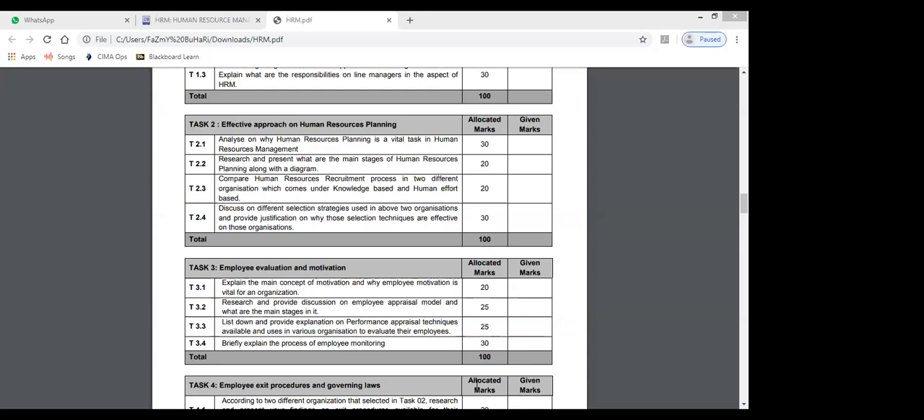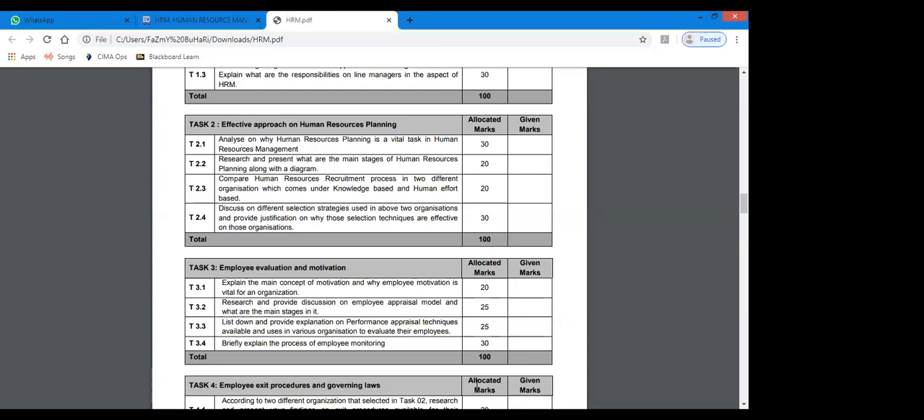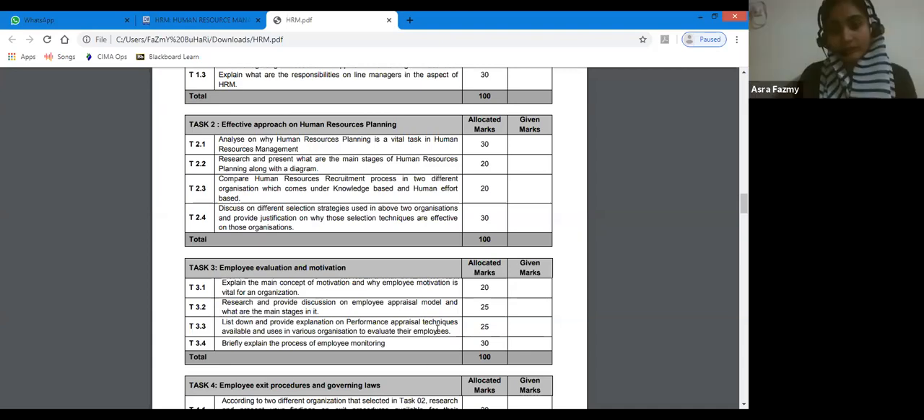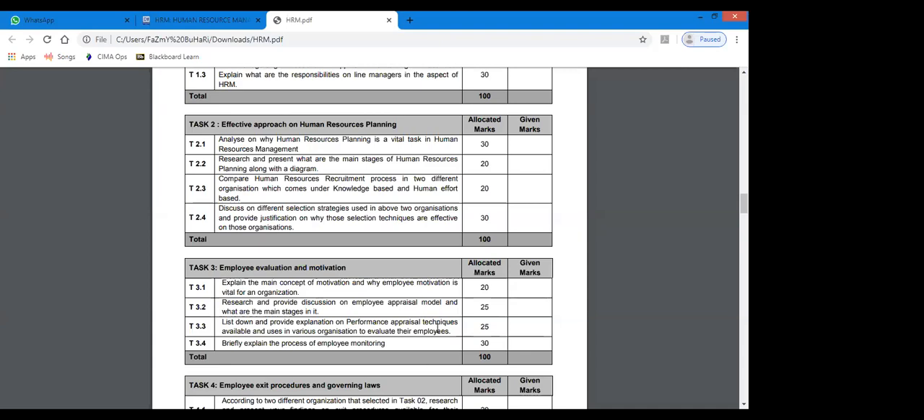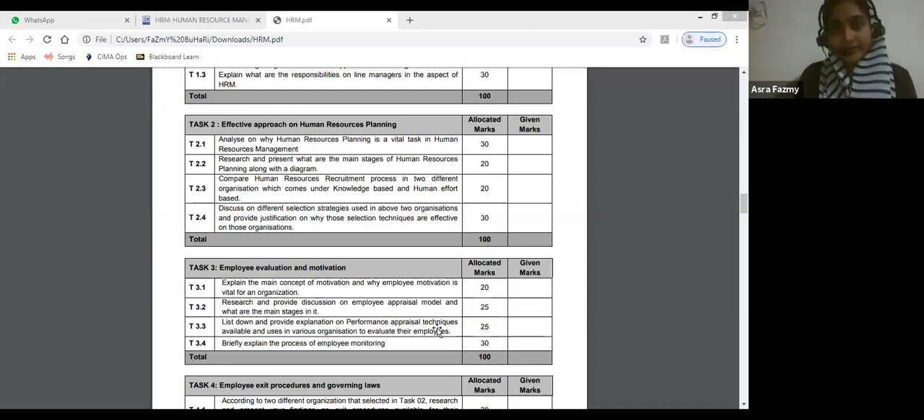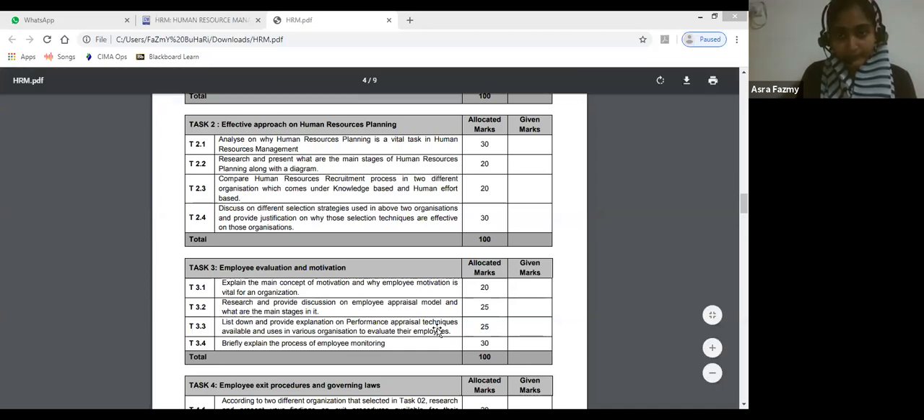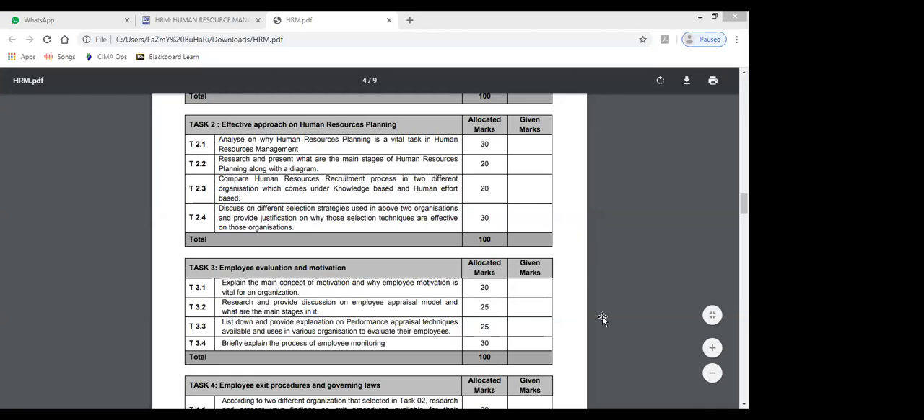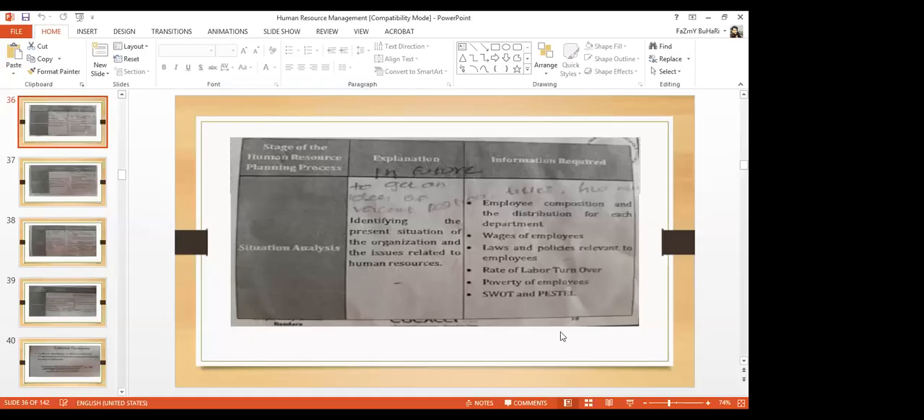Clear? Prashantan? I can't see the slide. Now can you see? No. Now? No. Okay.